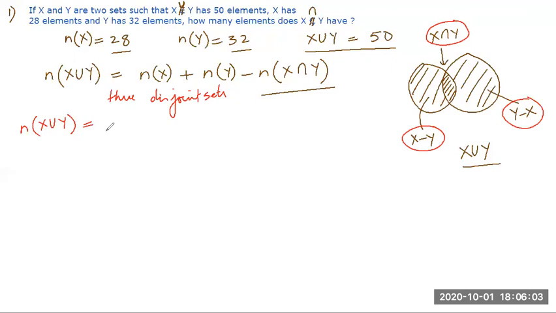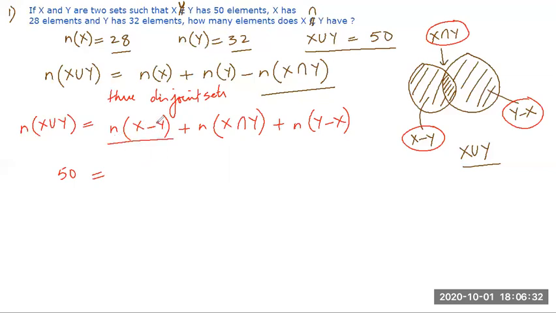So N of X union Y would be equal to N of X minus Y plus N of X intersection Y plus N of Y minus X. Right. So N of X union Y is simply given as 50, right? So 50 is equal to the sum of these.